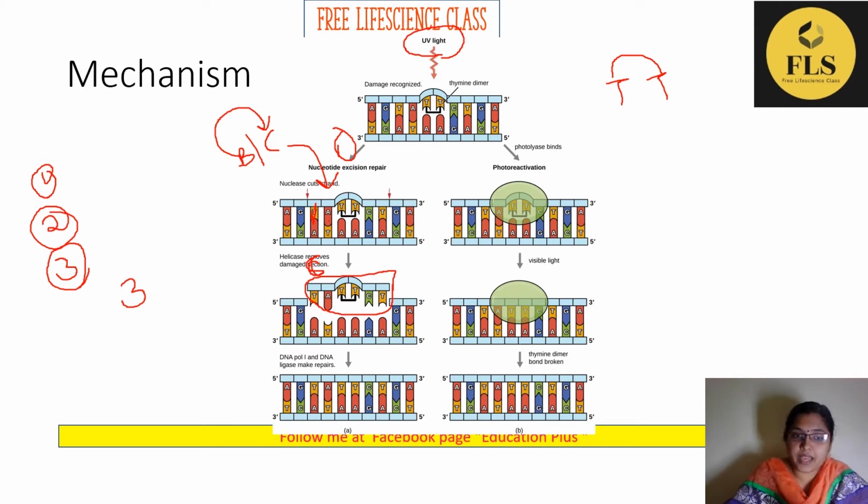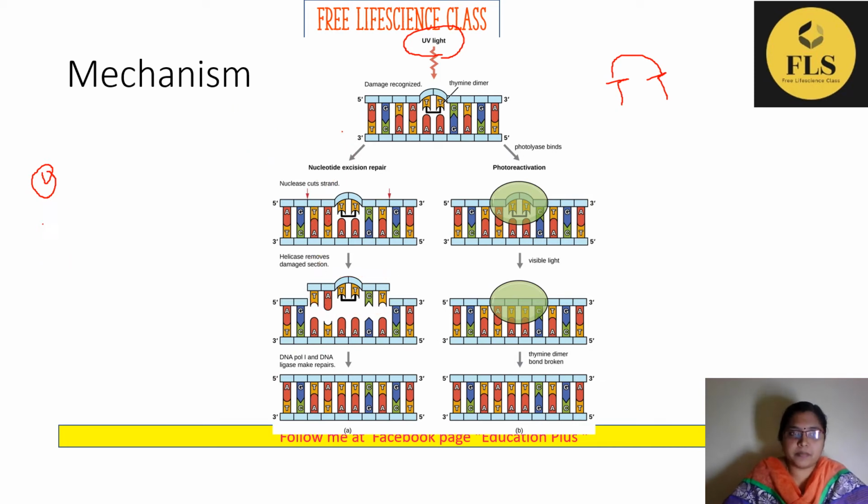Then the next enzymes, DNA polymerase 1 and the ligase enzyme, come and bind to that region. The DNA polymerase will add the nucleotides, and the ligase enzyme will help in binding the two segments, or it will fill the gap. Okay, it will help in filling the nick. This is the process of the nucleotide excision repair mechanism. I hope you all understand the nucleotide excision repair mechanism.